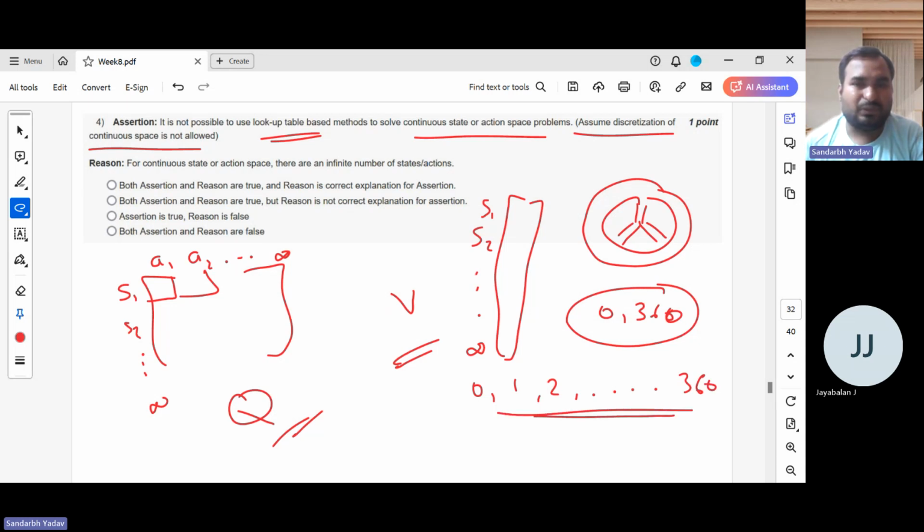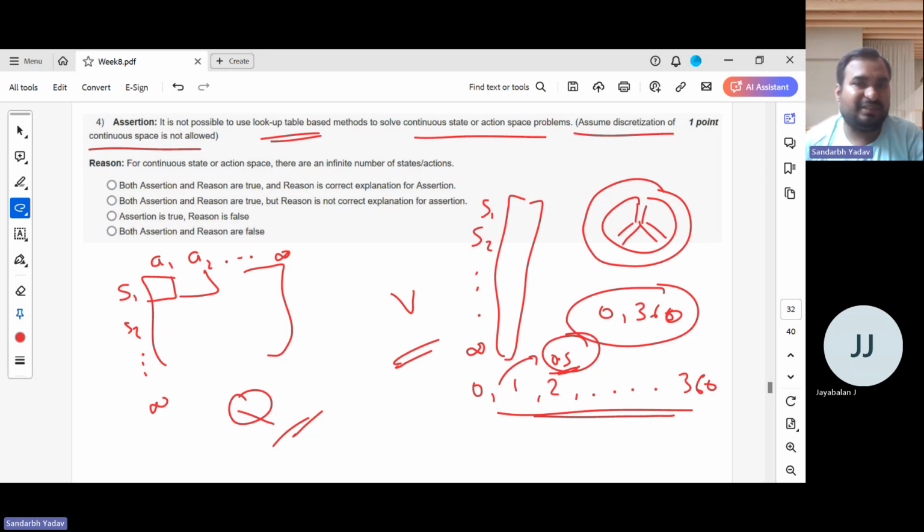Some approaches do this, but here we are losing some information, because we would want to have, say, 0.5 degrees. That information is lost, but either way, some people do it. In some problems, it's fine to do this discretization also. But here the assumption is that discretization is not allowed. Then obviously lookup table-based methods cannot be used. It is not possible to use.